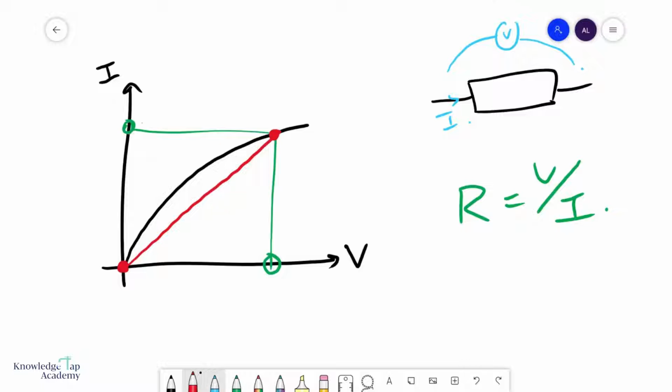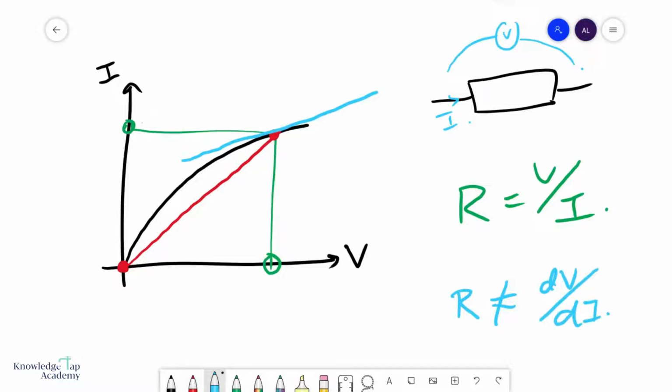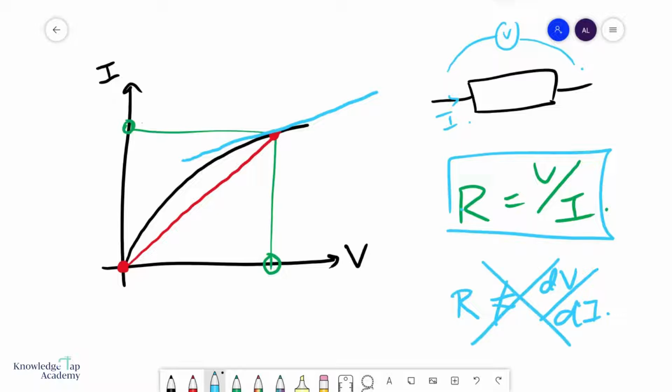A common mistake some people make is to take the inverse gradient of the tangent. That's not what you should do, because R does not equal dV/dI. R is always an average value. Okay, so this is wrong. You should take the inverse gradient of this line and not this line.